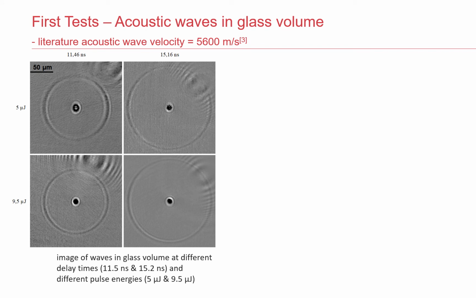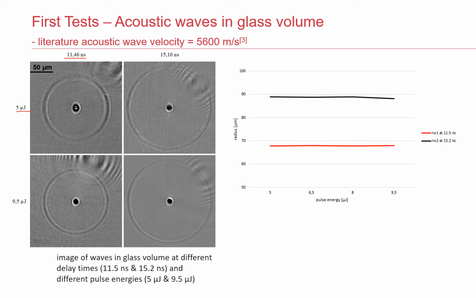The next sample imaged was glass, and first we focused the laser inside the volume. The image shows wavefronts at 2 different delay times and 2 different pulse energies. By looking at the images, it is already visible that the pulse energy has no influence on the wave's radius. This is also shown by the graph on the right side.